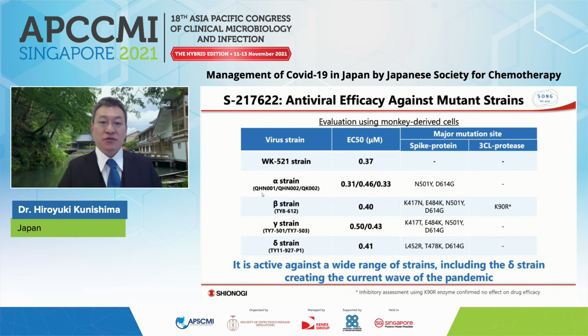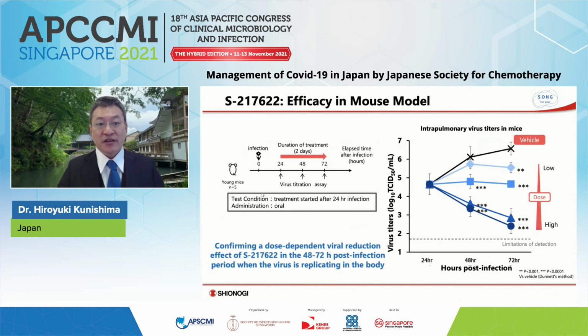This slide shows high antiviral activity against conventional strains, and alpha and delta type variants. In mice, SARS coronavirus decreased in a dose-dependent manner. Phase 2 and 3 will be conducted this year, and then it will be clinically available next year.